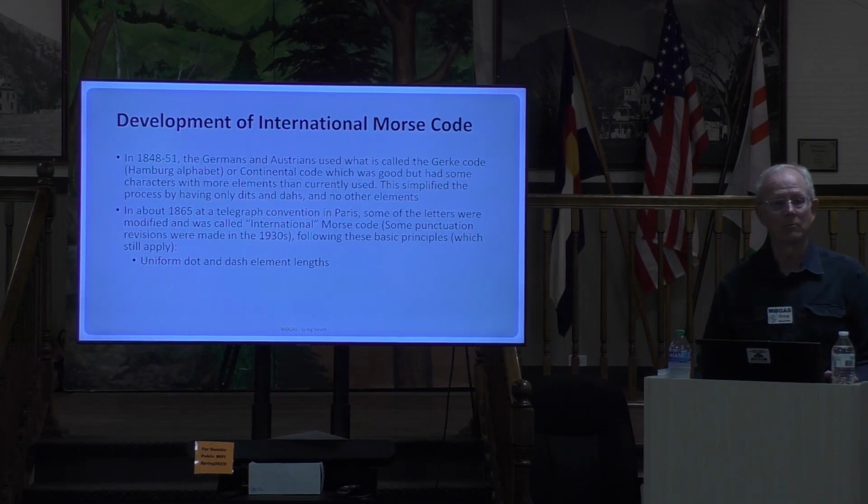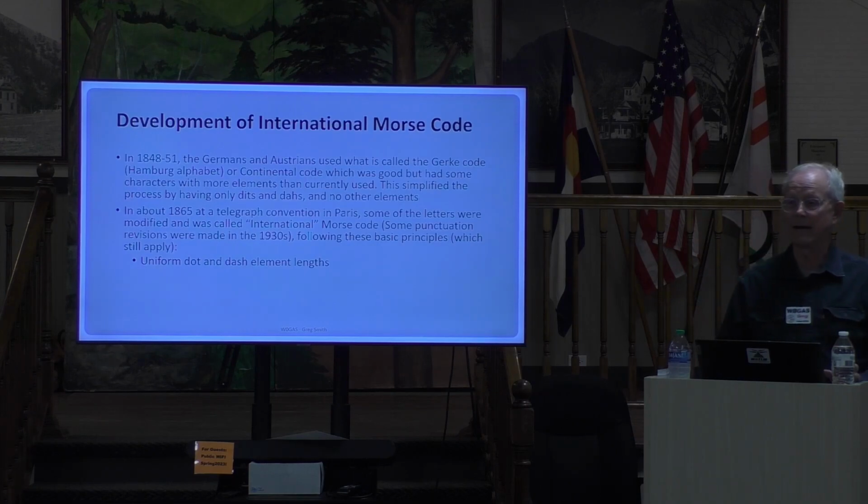So International Morse code came up with conventions. One of the first conventions is that all letters are made up of elements, and for a letter, you're going to have 1, 2, 3, or 4 elements.